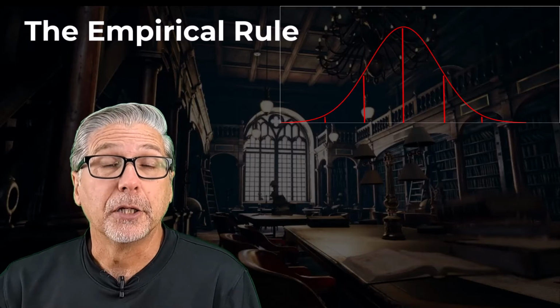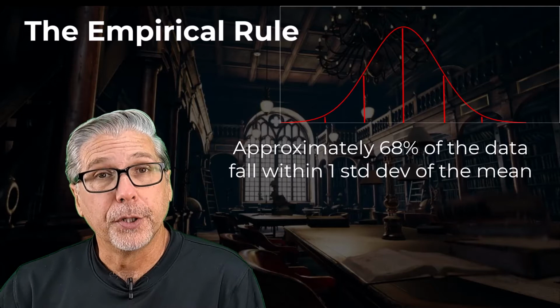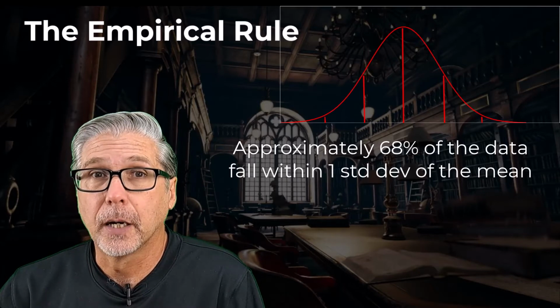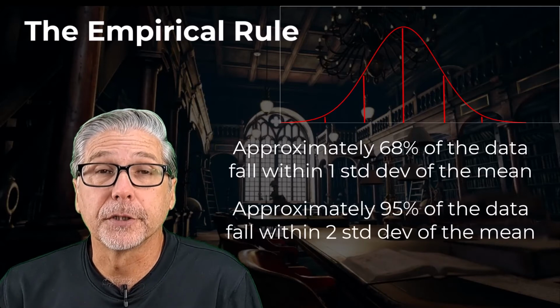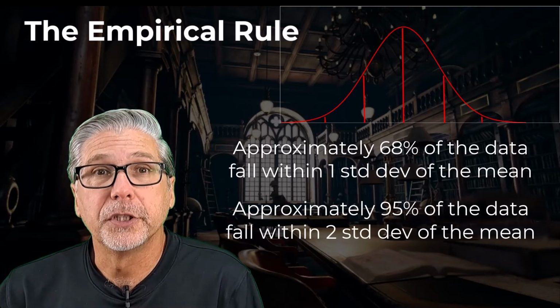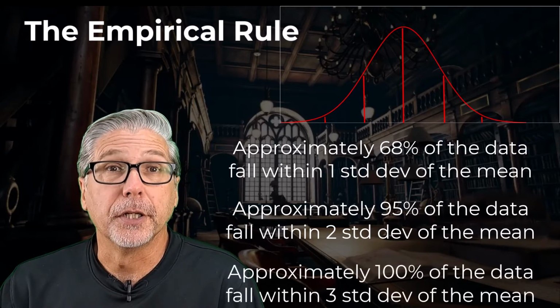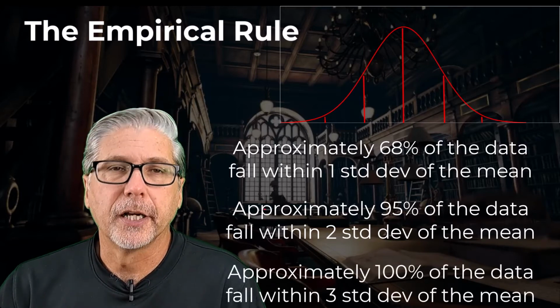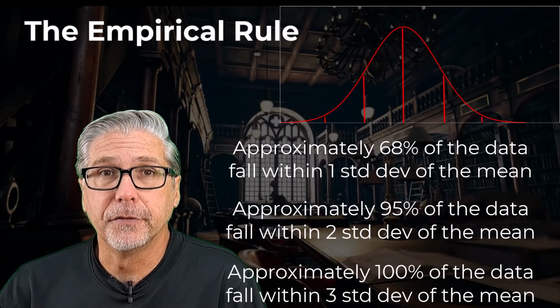considerably. In fact, the empirical rule states approximately 68% of the data fall within 1 standard deviation of the mean, not most. But listen to this, approximately 95% of the data fall within 2 standard deviations of the mean. That's what we're going to say is most. And then it goes on to say approximately 99.7%, or I'm going to say approximately 100%, or all of the data fall within 3 standard deviations.